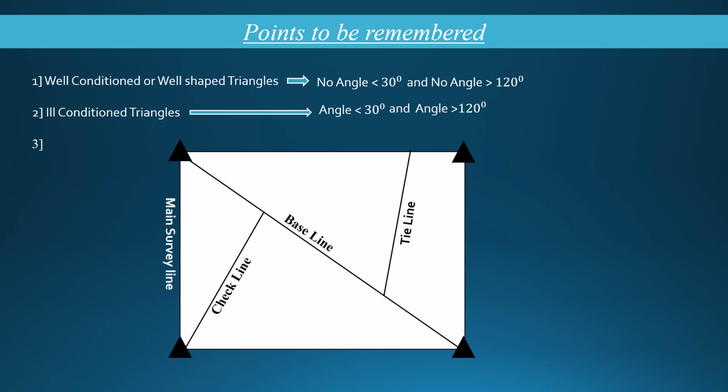Then next is a baseline, which is also called a survey line, and that line is the longest line and passes through the center of the area. Then next is check line. That check line is used to measure the accuracy and joins the triangle and the fixed point on the baseline. The triangles represent the end points of the area to be surveyed. Then last one is tie line. That tie line joins the main survey line and the baseline.